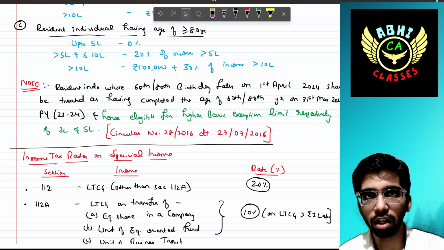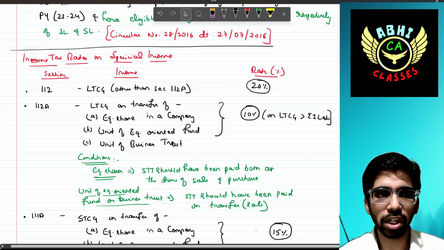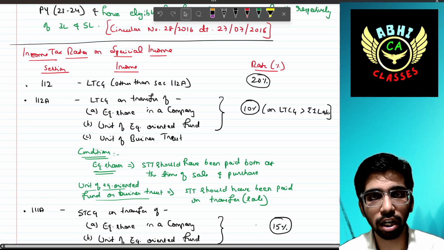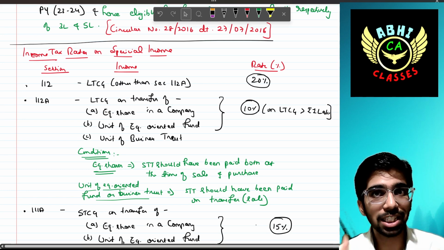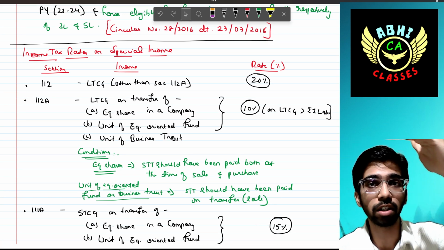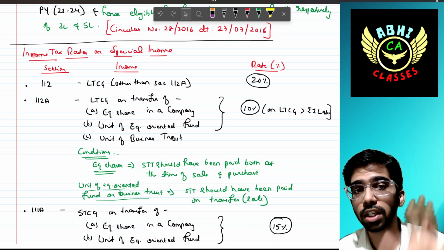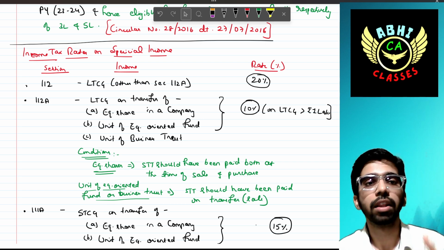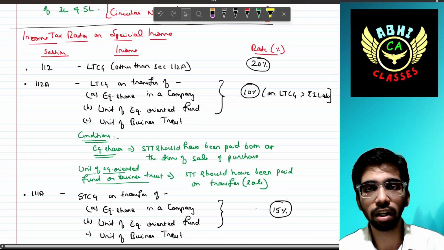Okay, simple. Next, income tax rates on special income. The following categories are called special income. Okay, special income, what we have already discussed, because 115BAC is not applicable for these sections. Remember that those sections are clearly defined below.